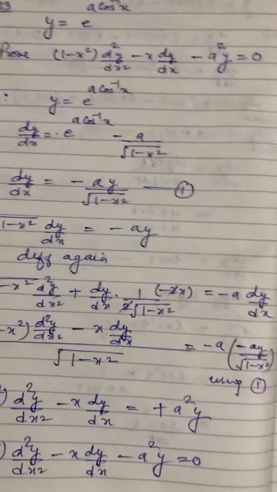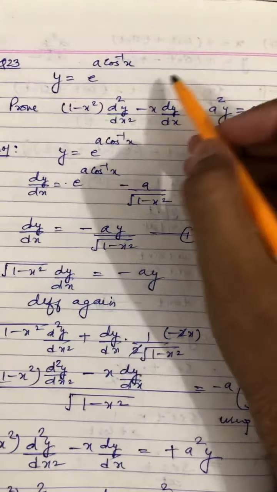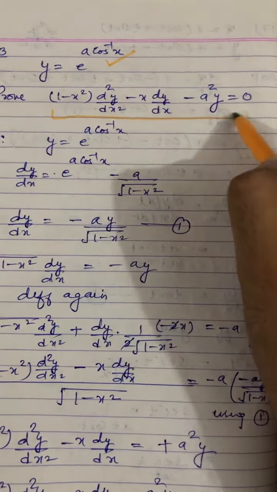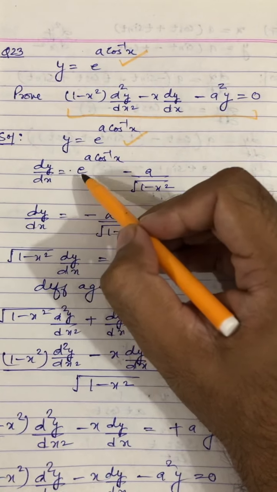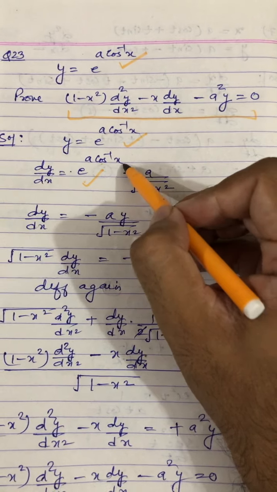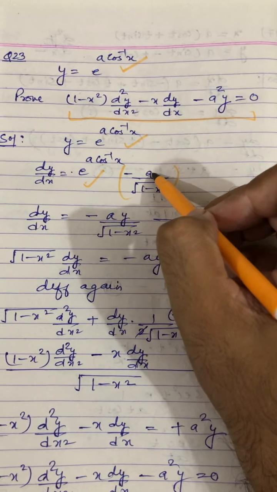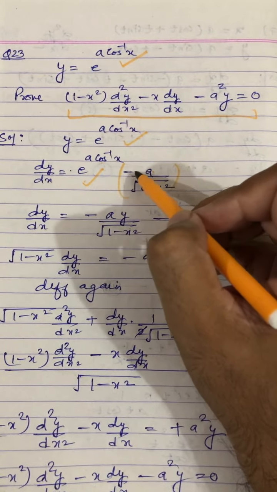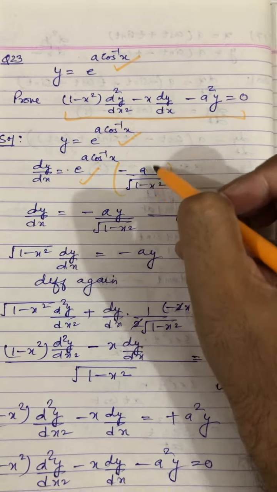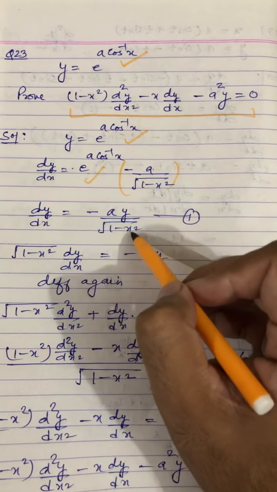Now moving on to the last question of the miscellaneous exercise. This is the question: if y is equal to this, prove this value. So this is the question. Differentiating once, the derivative of e to the power x is e to the power x. Then for a cos inverse x, the differentiation will be minus a, because the differentiation of cos inverse x will be minus. So a as it is, cos inverse x will be minus 1 upon this. So this is minus a.